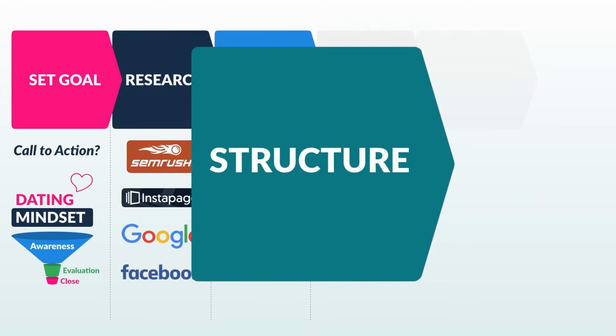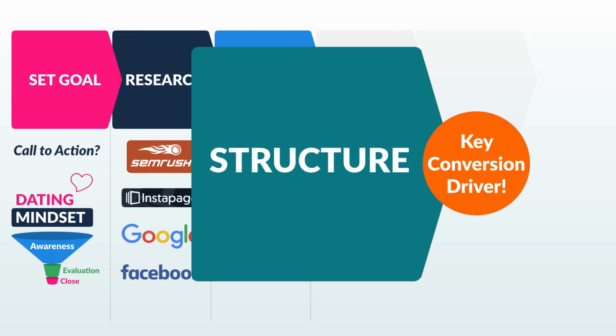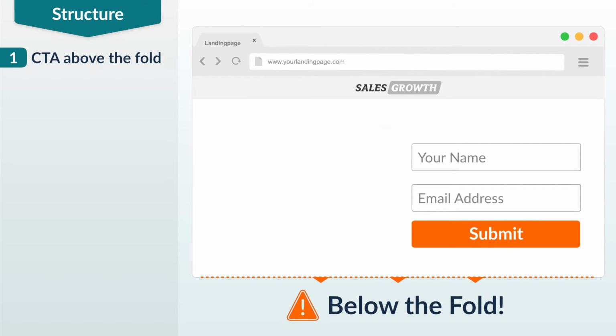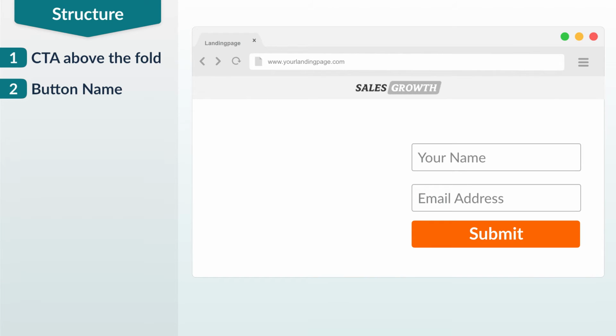Step 4. Structure your landing page. The structure of your landing page is a key driver for your conversion rates. So here are my most important tips for this step. First, make sure your call to action is above the fold. In other words, make sure your visitors don't have to scroll down a page to do what you want them to do. The reason: in all landing pages I've ever created, I noticed that at least 10% or more visitors never scroll down a page. Second, test variation of submit on your call to action buttons.